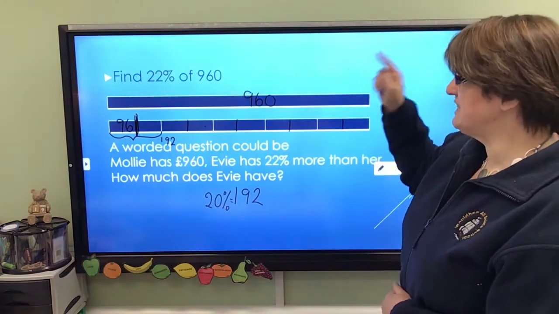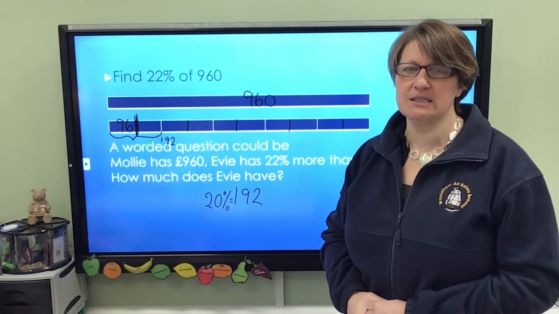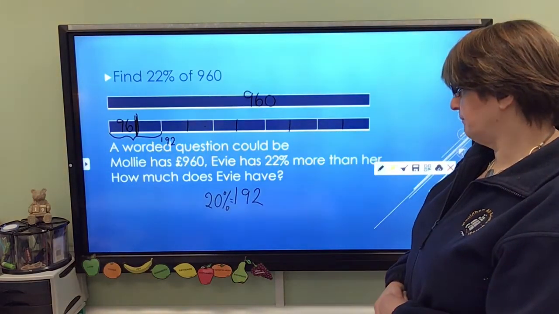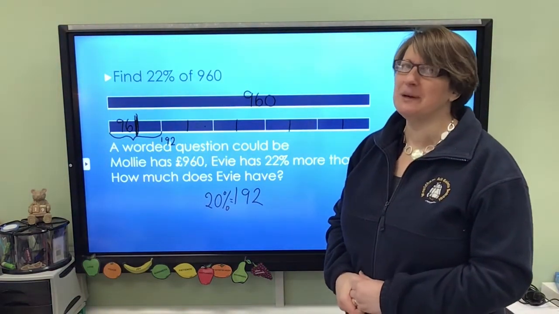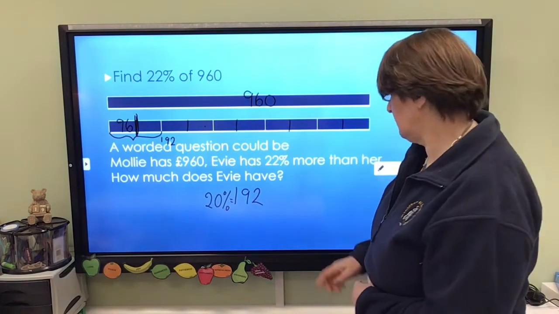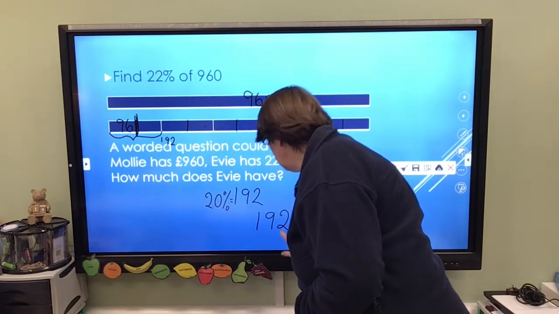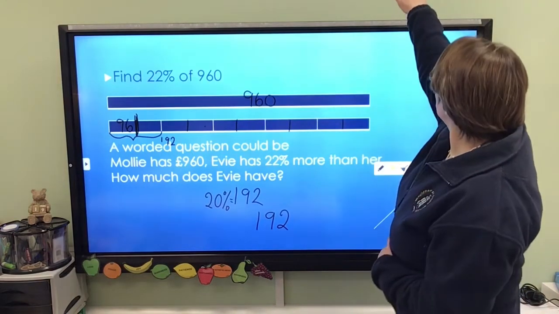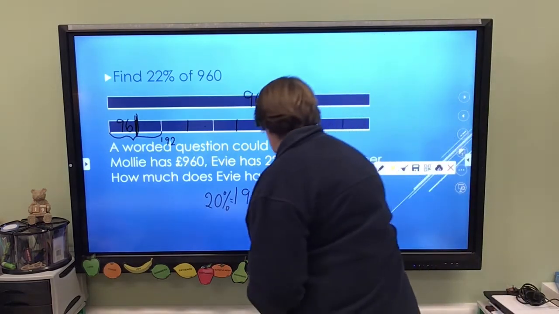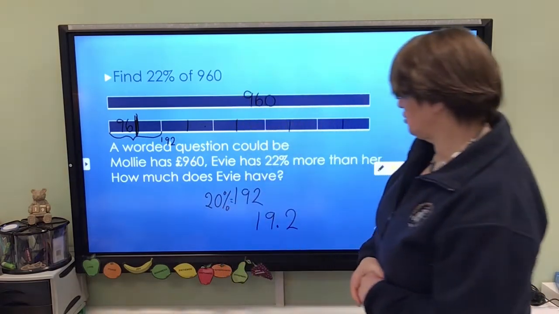Okay, but we need 22%. What could I do to 20% to find 2%? Pause the video while you work it out. If I know 20% of a number, of course, I can divide by 10 to find 2%. So 192. The 2 was in my ones. It's now going into my tenths, which is moving one decimal place. So it's going to be 19.2.